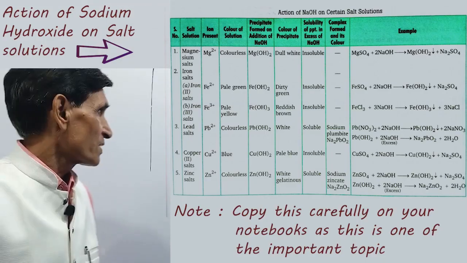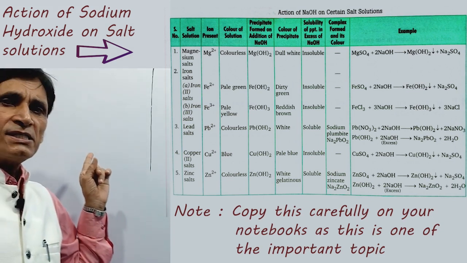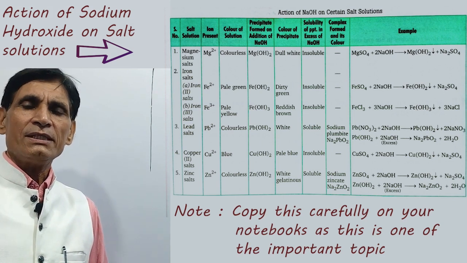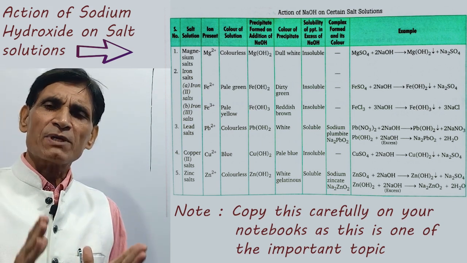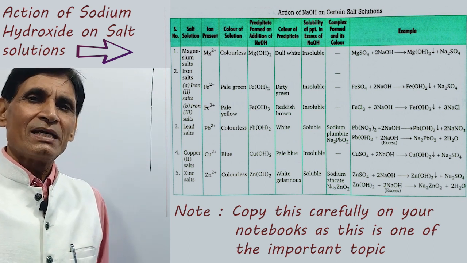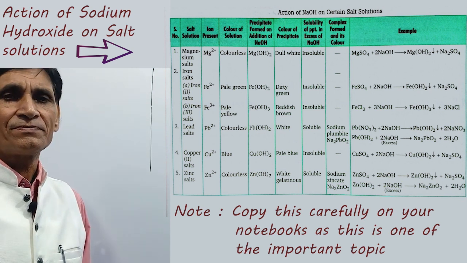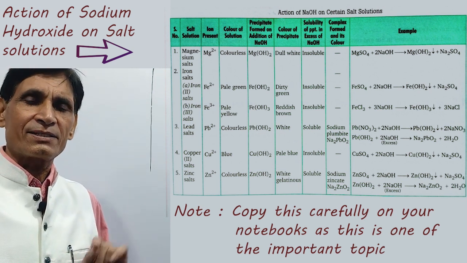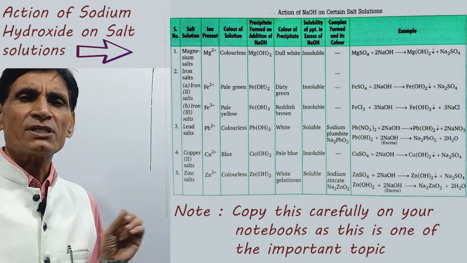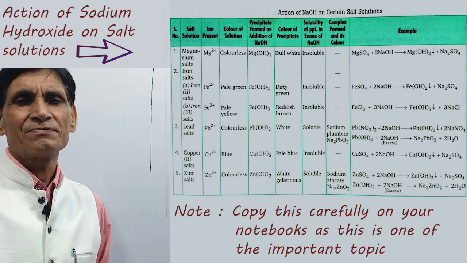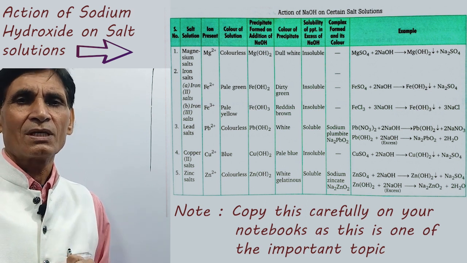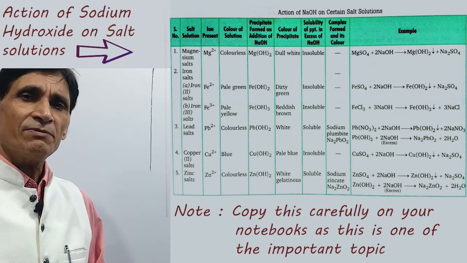First is magnesium chloride. The color of the salt is white. The ion present is the magnesium ion, Mg2 plus. Its solution is colorless, and if sodium hydroxide is added drop by drop, there is formation of a dull white precipitate. On adding excess, it does not dissolve. Reactions I have given there.